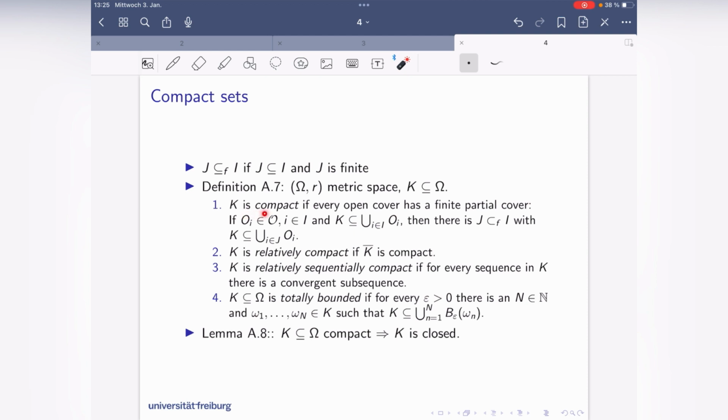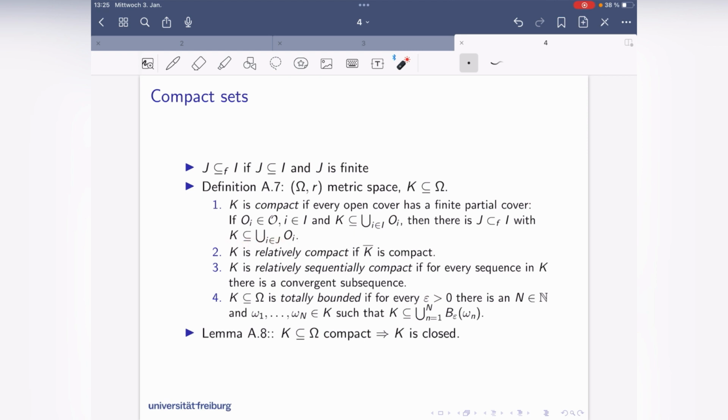So when is a set compact? It's compact if every open cover has a finite partial cover. So what's an open cover? It's a cover, which means K is a subset of some union of open sets. Then there is also a J, which is a finite subset of I, of this index set here, which is also a cover.